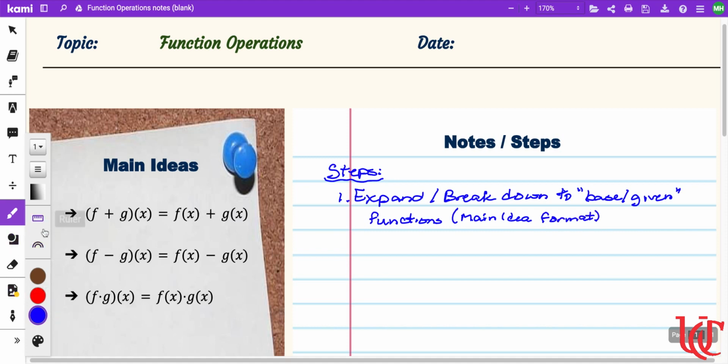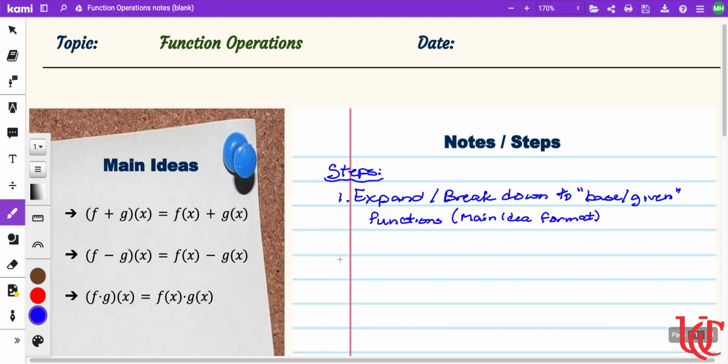Okay, so if we look at the main idea, if we have f plus g, that's telling me I'm going to be adding these two functions. I'm going to keep that variable x, and that just means I have f of x plus g of x. So my base functions are the f of x and the g of x, and this is just how I would say, okay, take those two functions, add them. So the first thing I would do is rewrite it, expand it out as f of x plus g of x, because those extra parentheses kind of add to confusion.